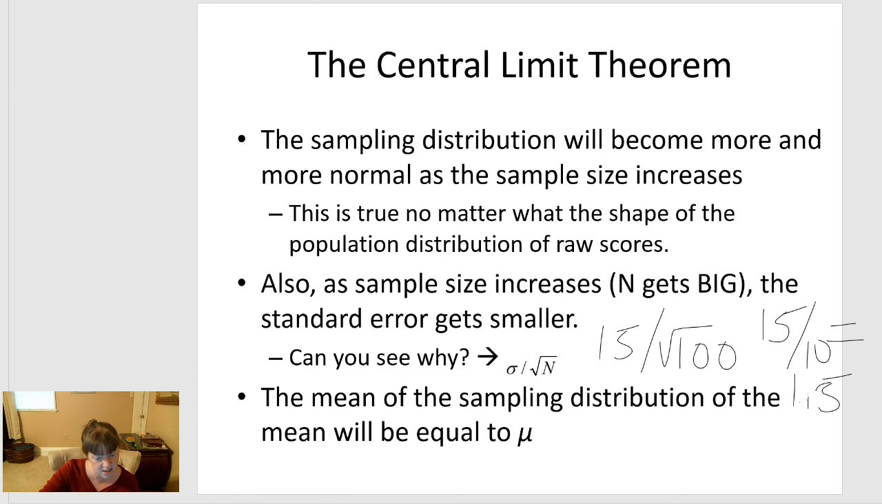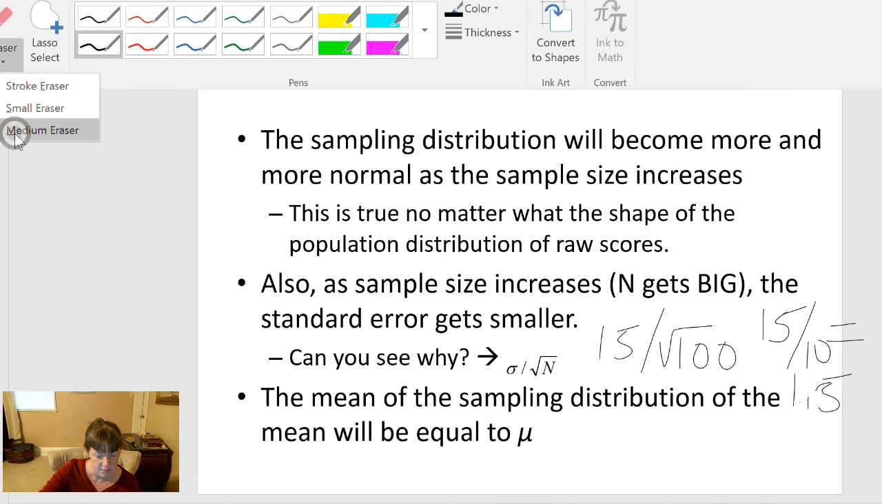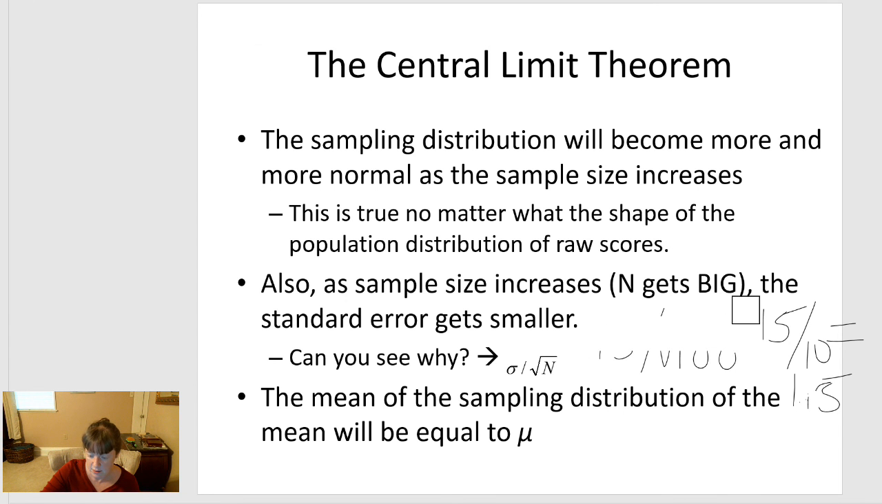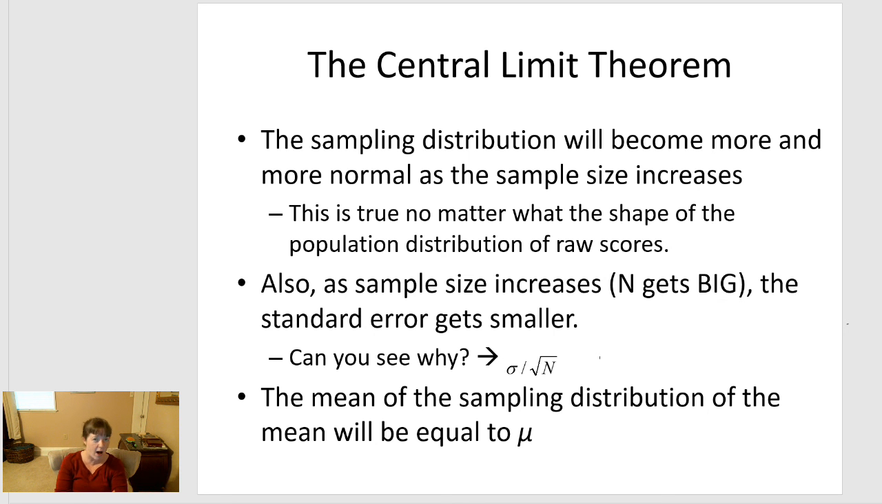But also, this makes sense theoretically. 100 people is going to be a whole lot more accurate in estimating the population than 25 people will be. And so each sample average is going to have less error. Each X bar is going to be a better representation of the population because there are more people in each sample. And so the amount each sample average is in error from the population is going to be smaller. So as sample size goes up, standard error gets smaller.